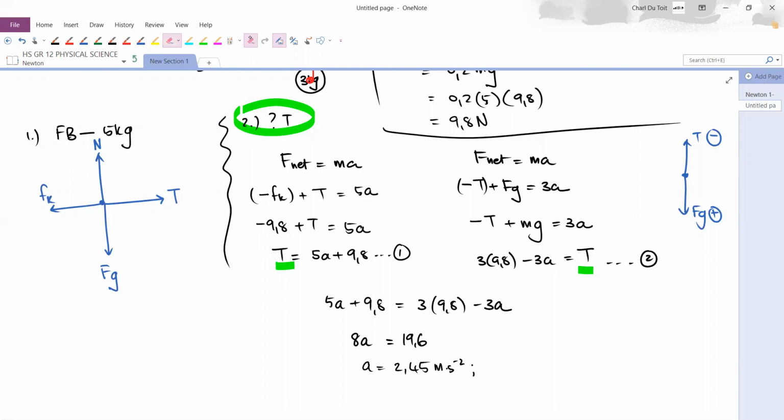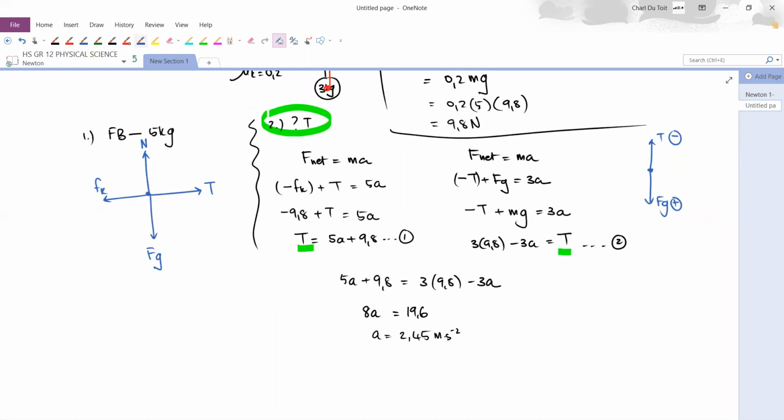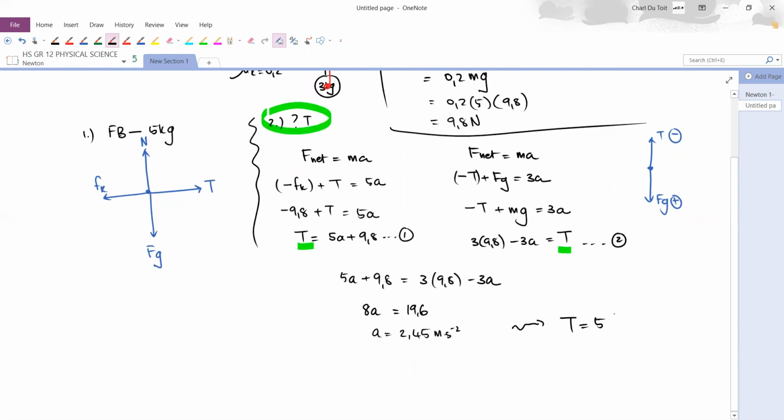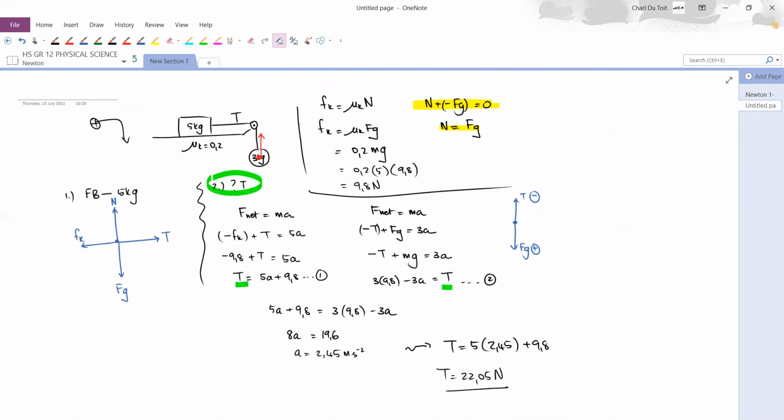Okay, I don't need to get direction there because it's not a question. It's just part of the sum. And then I can use any one of the equations. I'll use the easy one. The tension in a rope is 5 times my A value plus 9,8. That's 22,05 newtons. And no direction, because it depends on which block you're looking at. The tension can either be to the right or upwards. Depends on which block you use as reference.